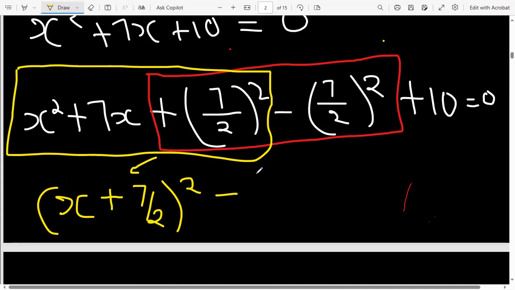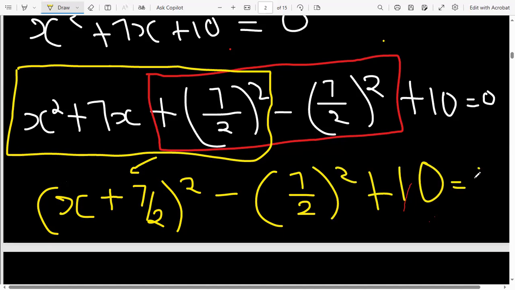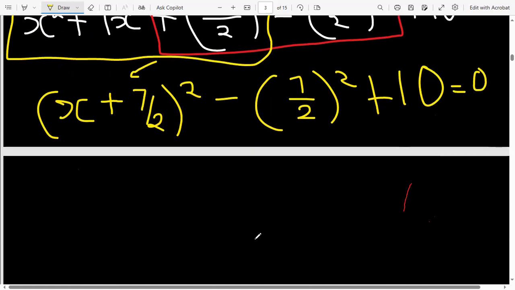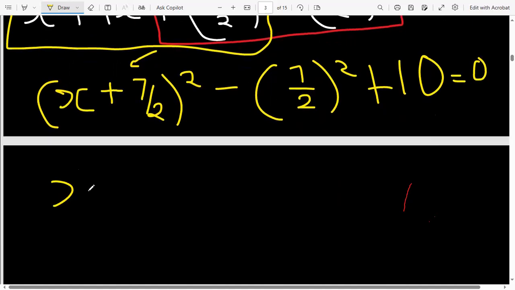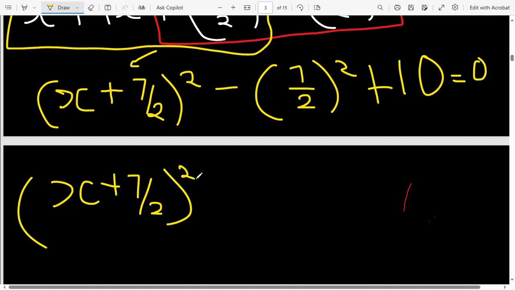So minus, and then we have 7/2 squared, and then plus 10 is equals to what? To 0. And then from there, what are we going to do? We are going to write this the same way. I hope you guys are following. If you're not, please tell me to explain again.